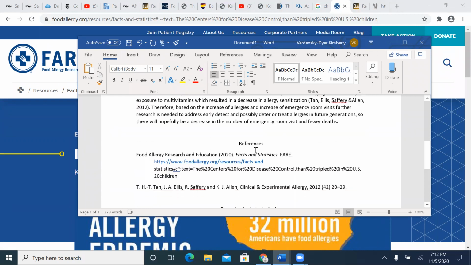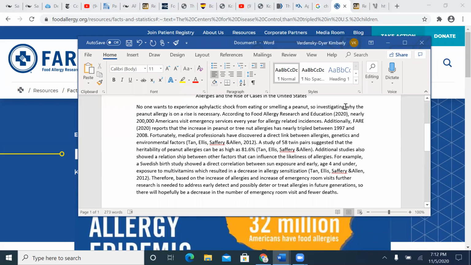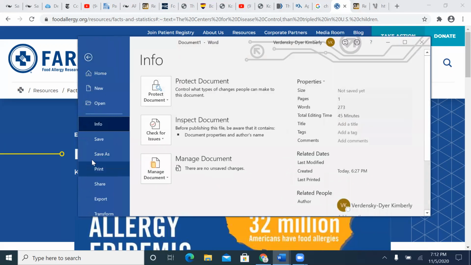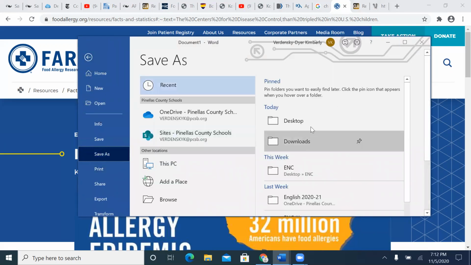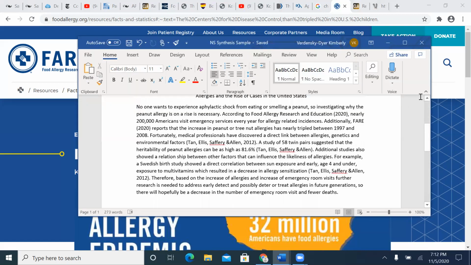I've included my references that go directly back to my sources. So I have a well-developed synthesized paragraph. I'm gonna go ahead and save this so I don't lose it. I always recommend you save your work frequently. And I'm just gonna title this NS synthesis sample. And I will upload this to the course for you all later.